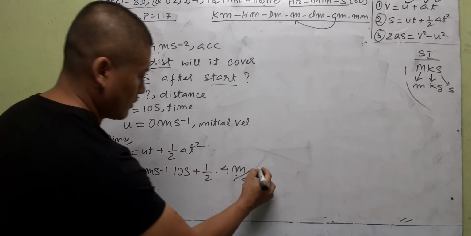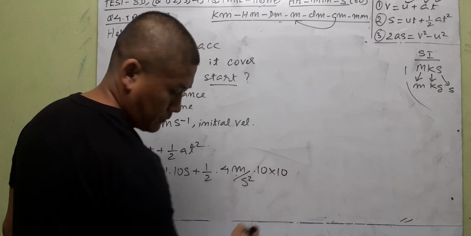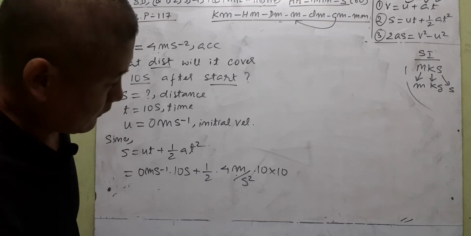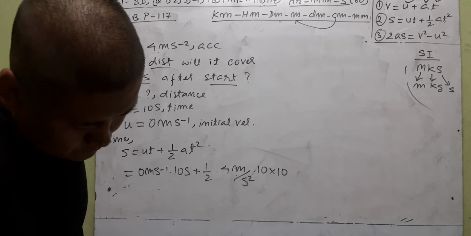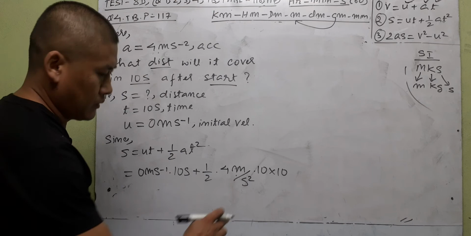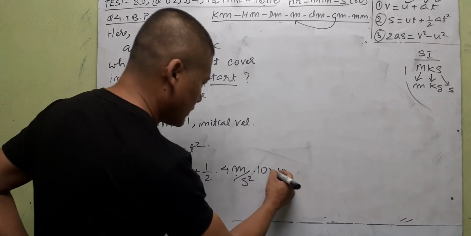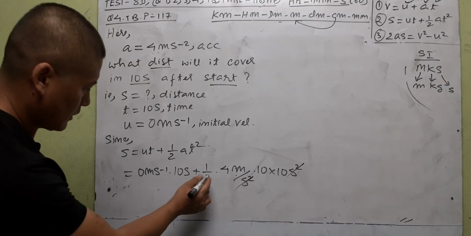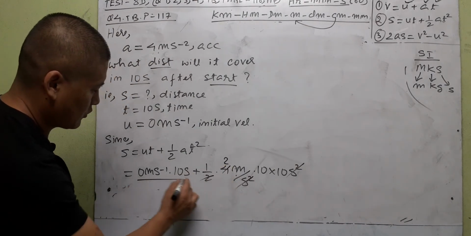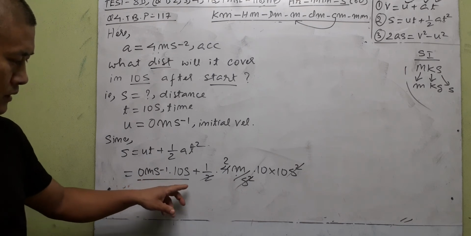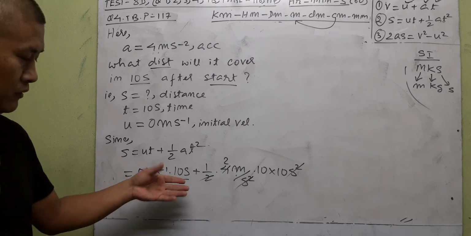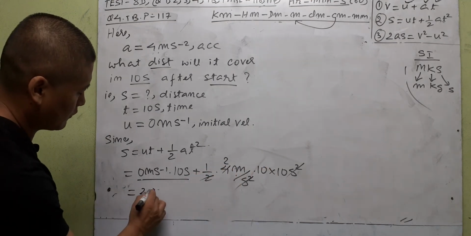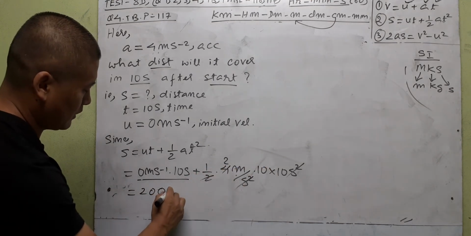So t is 10, so 10 into 10, second into second, second square. These two can cancel therefore, and this cancel, 2 2s are 4. This portion will disappear because 0 multiplied to anything, everything will become 0, including the units will disappear, right? So here 2 into 10 is simple case of 200. Only meter is the unit left.